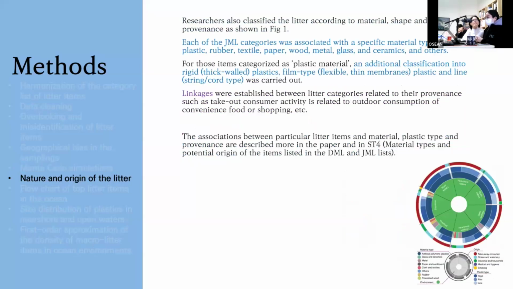Researchers also classified the litter according to material, shape, and possible provenance, as shown in Figure 1. Each of the JML categories was associated with a specific material type, including plastic, rubber, textile, paper, wood, metal, glass, ceramics, and others. For those items categorized as plastic, an additional classification into rigid plastics, film type plastic, and line was carried out. Linkages were established between litter categories related to their provenance, such as takeout consumer activity, which is related to outdoor consumption of convenience food or shopping. The association between particular litter items and material, plastic type, and provenance are described more in the paper and in supplementary table 4.